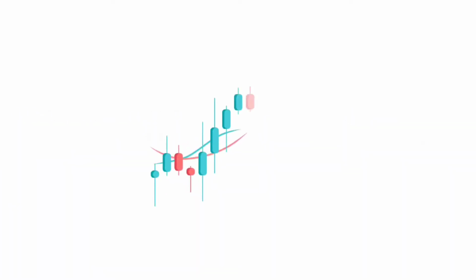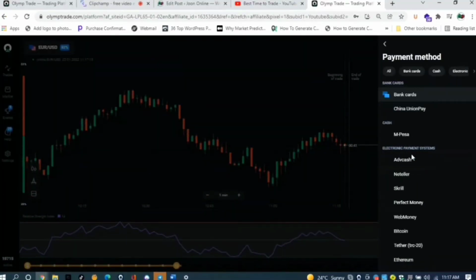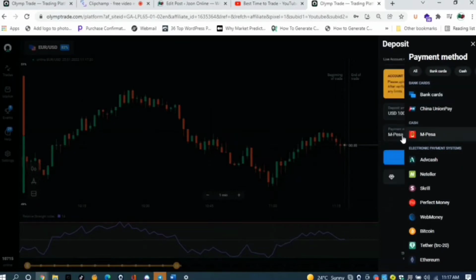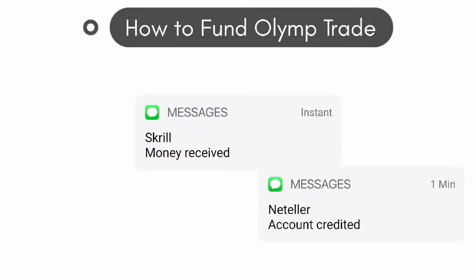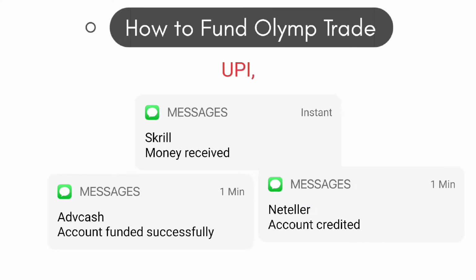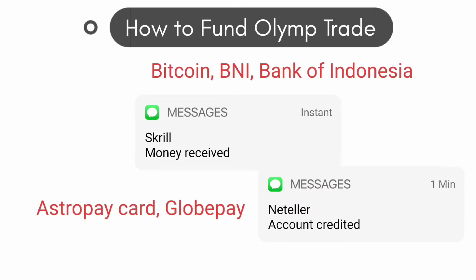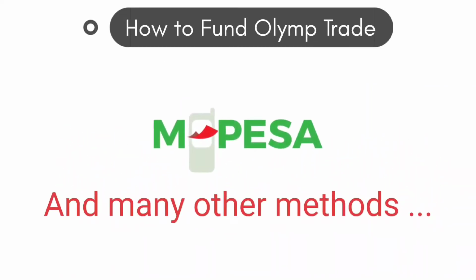Step 2. Fund your Olymp Trade account. To start trading and make up to $20 daily with your Olymp Trade account, you will need to make a deposit to your trading account. On your trading platform, you will need to click on the deposit button and choose a deposit method. Other than using your bank card to fund Olymp Trade, you can fund your account via Skrill, Neteller, AdCash, Non-Long Payment Gateway, UPI, AstroPay Card, GlobePay, Bitcoin, BNI Bank of Indonesia, Baukim, M-Pesa.